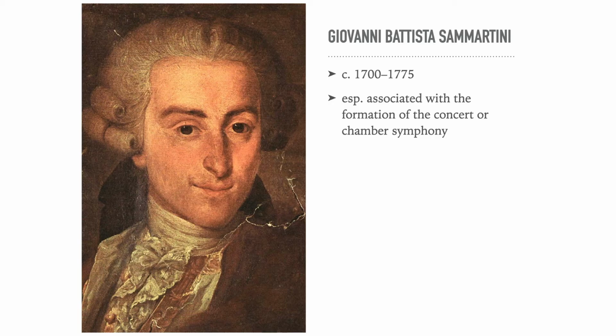Sinfonia for strings by Italian composer Giovanni Battista Sammartini, who was mainly active in Milan, so in the northern part of Italy. And Sammartini is particularly associated with the development of the symphony as a standalone genre and no longer connected necessarily to an opera. Let's have a look at a sinfonia that he composed around 1740.